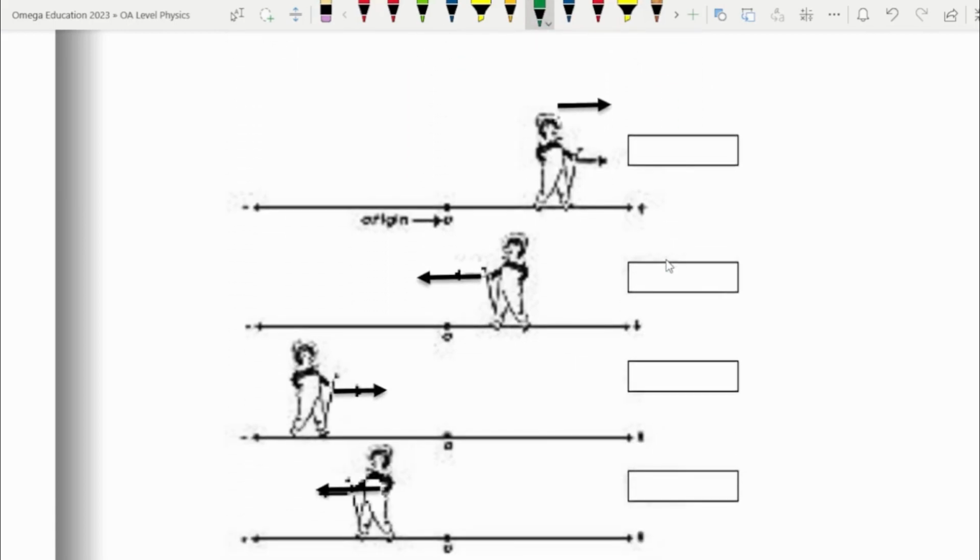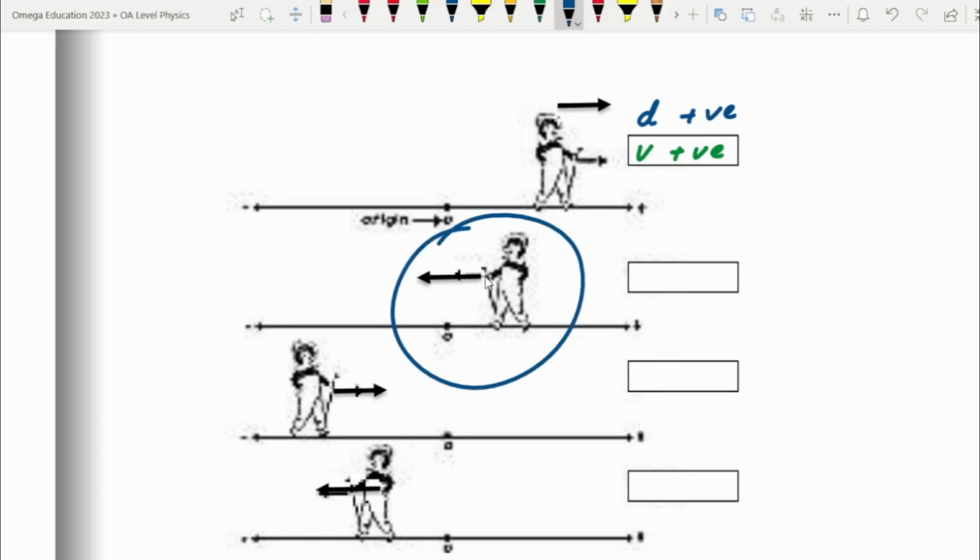Let's talk about the sign convention for velocity. Very important one for the velocity. If your direction of motion is towards the right side, your velocity is positive. So your velocity is positive. And what about the displacement? Your displacement is also positive. Why? Because you're on the right side of the origin. Let's talk about the next one.